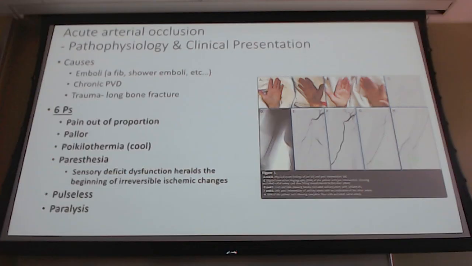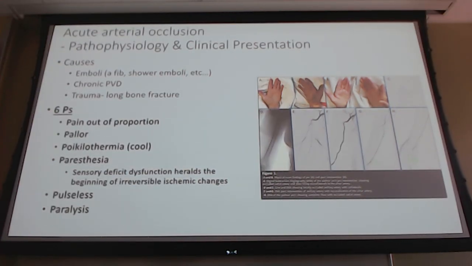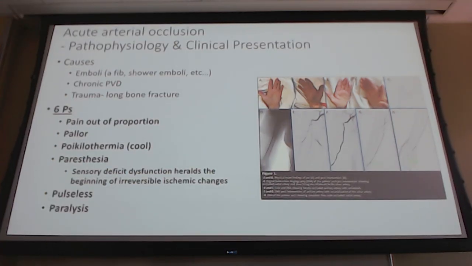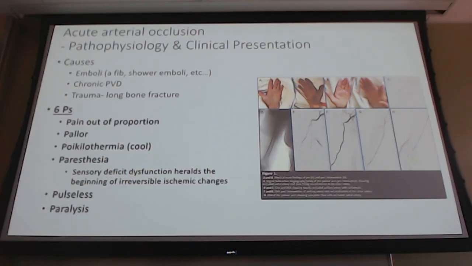Alright, if you have pain out of proportion, just like when the gut is not getting enough blood, right? You're going to be out of proportion for pain. You're going to be pallid, they're going to be pale, okay? The poikilothermia, they're going to be cool to the touch. They may have some paresthesias, meaning that it's so tight in there that they're actually putting compression on the nerves and causing paresthesias, okay? And pulselessness, and then paralysis.